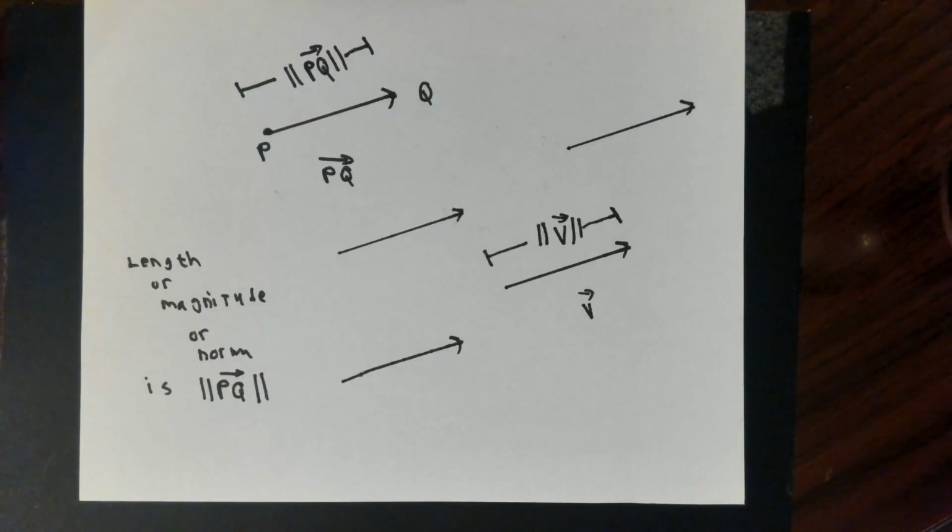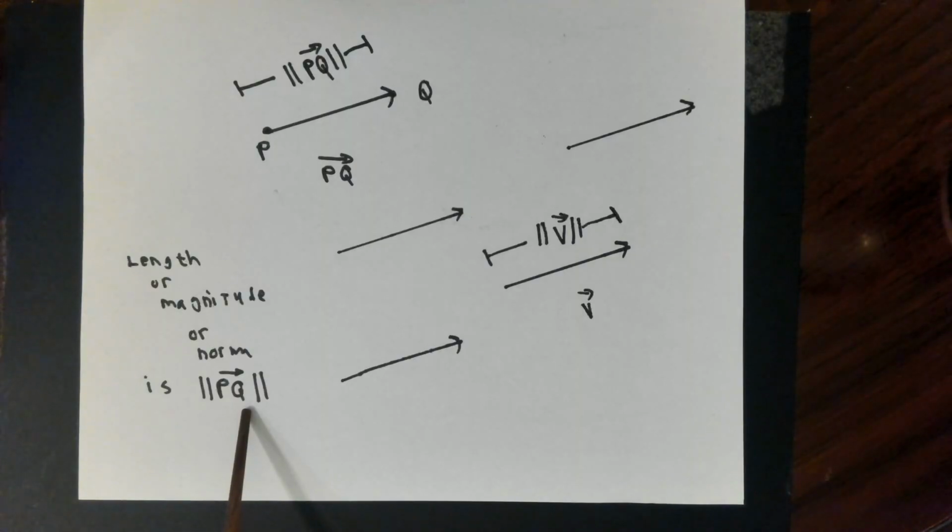A vector is a quantity that has both length and direction. We'll create a symbol to represent the length of the vector. It's kind of like the absolute value symbol, except it has two vertical lines instead of just one. We call this the length of the vector from P to Q, or the magnitude, or the norm of the vector from P to Q.